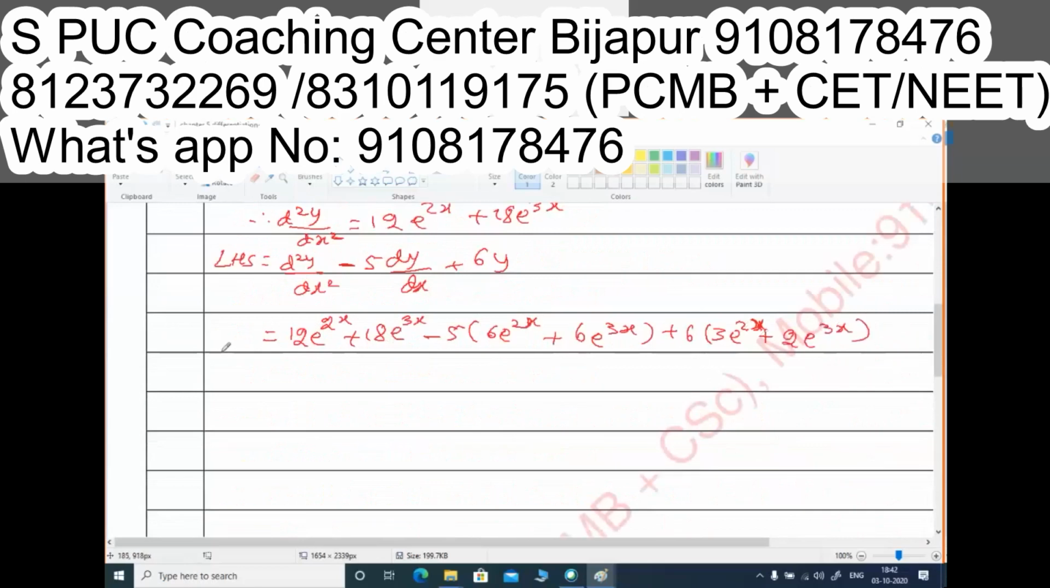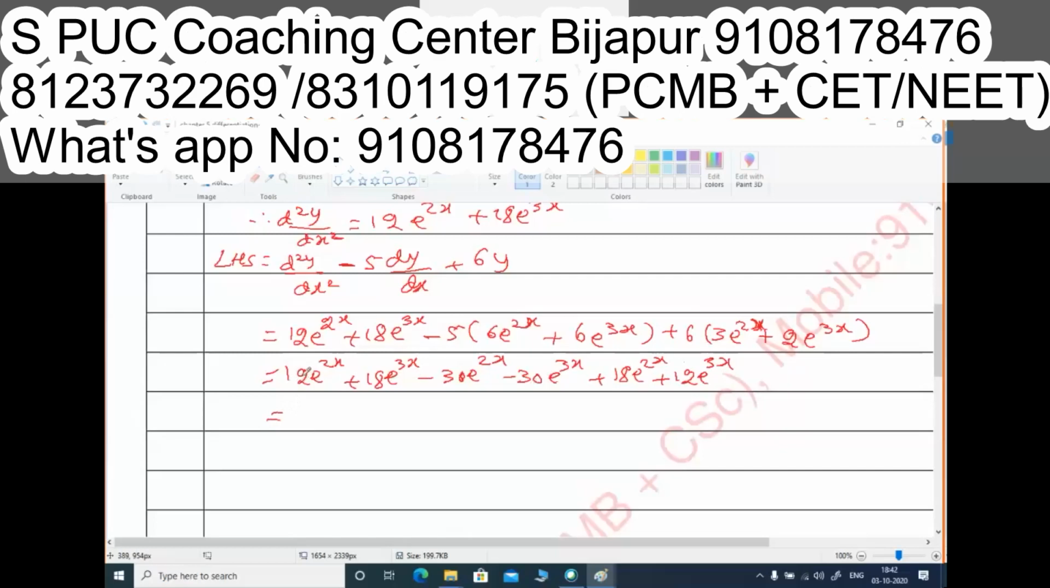Simplification: it is 12 e raised to 2x plus 18 e raised to 3x, multiplying, minus 30 e raised to 2x minus 30 e raised to 3x, and multiplying, plus 18 e raised to 2x plus 12 e raised to 3x. Do all the addition and subtraction clearly.